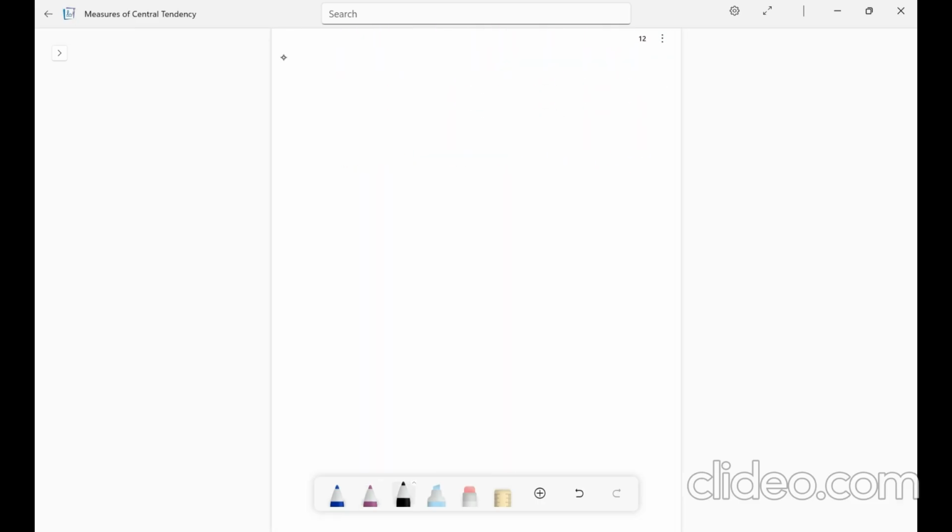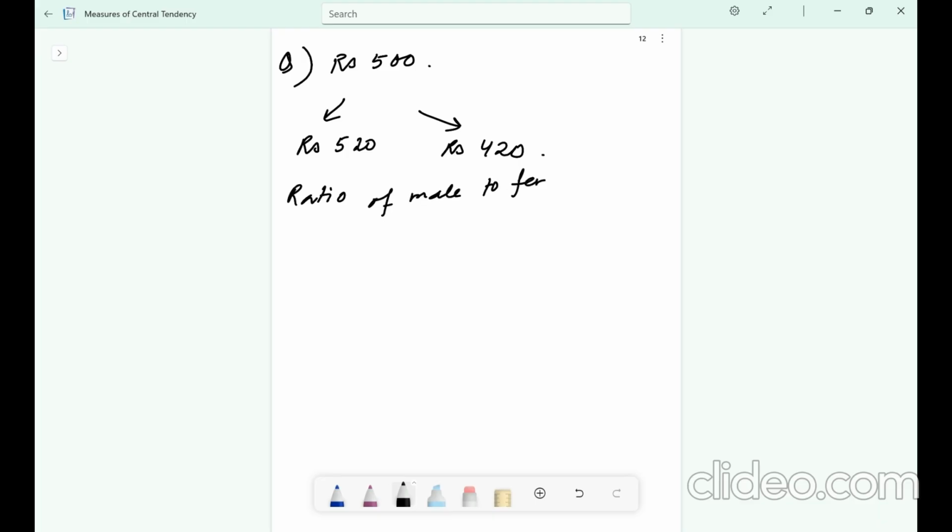Let's solve another question. The mean monthly salary paid to all the employees in a certain company was rupees 500. The mean monthly salary paid to male and female employees were rupees 520 for male and rupees 420 for female respectively. Now, what is the question? The question is to obtain the ratio of male to female employees in the company. Okay, now you need to solve it.